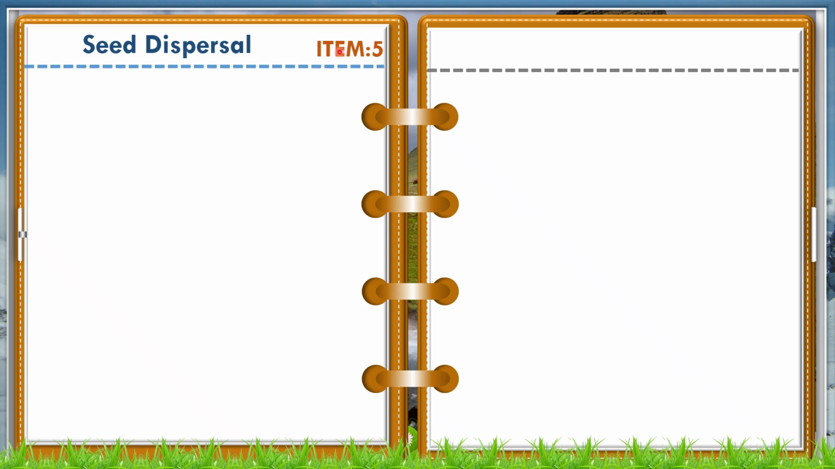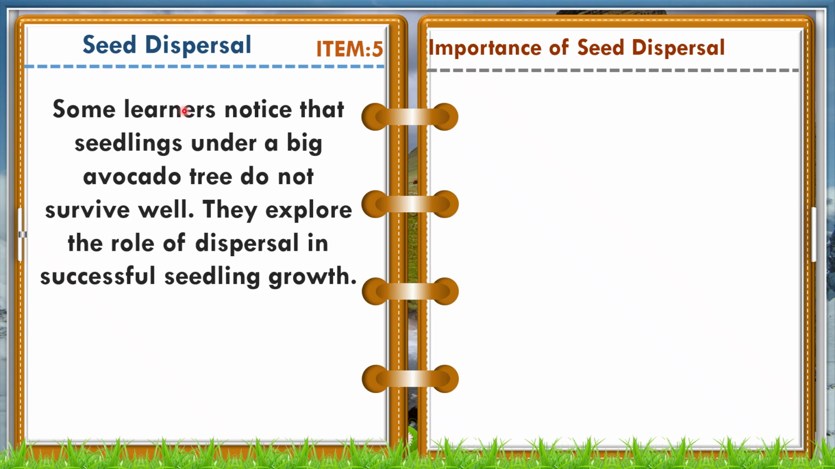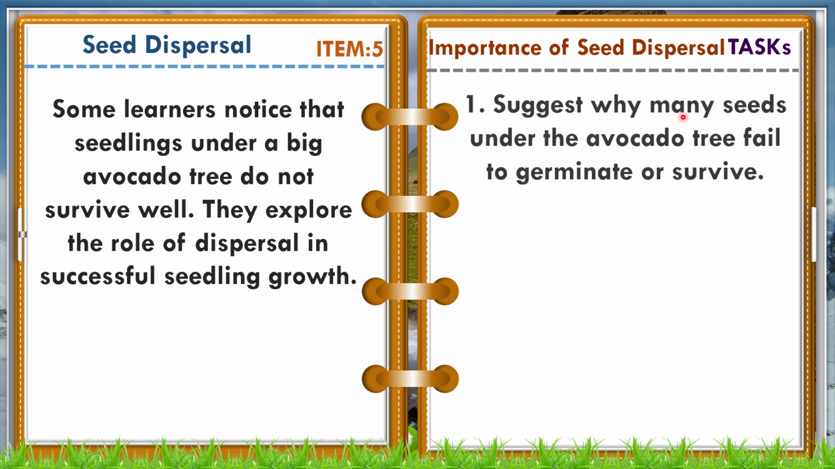Seed dispersal, item 5. We're looking at the importance of seed dispersal. Learners note that seedlings under a big avocado tree do not survive well. They explore the role of dispersal in successful seedling growth. Tasks. Suggest why many seeds under the avocado tree fail to germinate or survive.